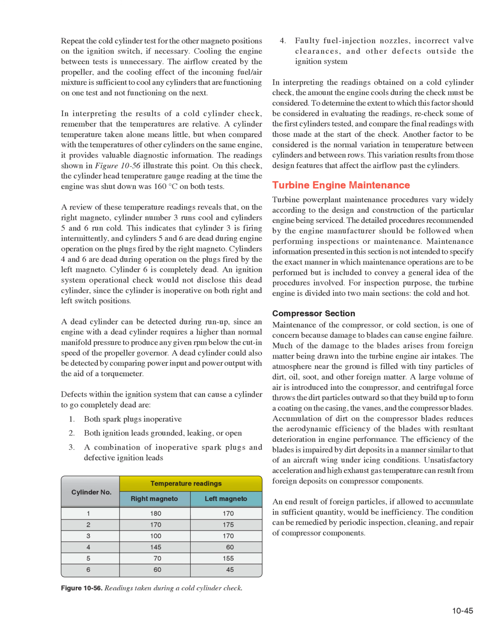In interpreting the readings obtained on a cold cylinder check, the amount the engine cools during the check must be considered. To determine the extent to which this factor should be considered in evaluating the readings, recheck some of the first cylinders tested, and compare the final readings with those made at the start of the check. Another factor to be considered is the normal variation in temperature between cylinders and between rows. This variation results from those design features that affect the airflow past the cylinders.